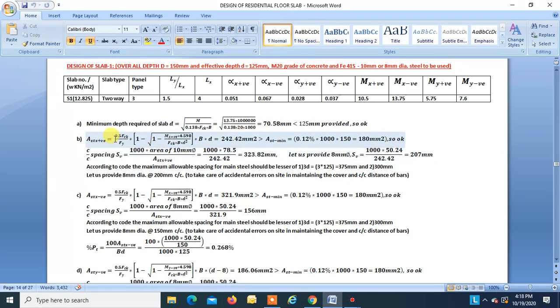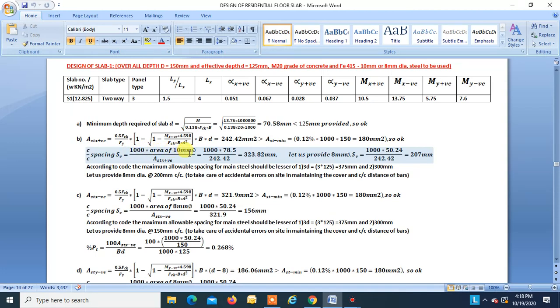Okay, so this formula can be used for a rectangular singly under reinforced section for finding Ast. So we will be using this formula. Astx positive is found to be 242.42. Okay, b is equal to 1 meter, d is equal to 125. Okay, fck is 20, right? And this steel should be greater than Ast minimum. Okay, so it is. So that is found to be okay.